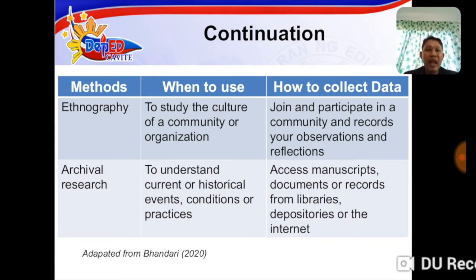So we also have archival research. This one is for historical or current events, to understand the current or historical events, conditions, or practices. So we can collect the data through unaccessed manuscripts, documents, or records from libraries, depositories, or our very known internet. Okay.